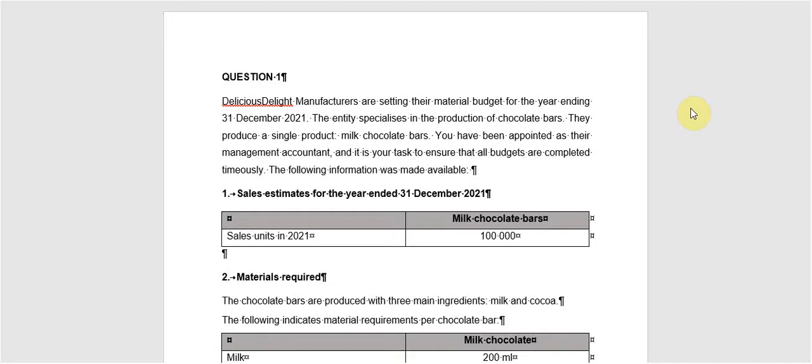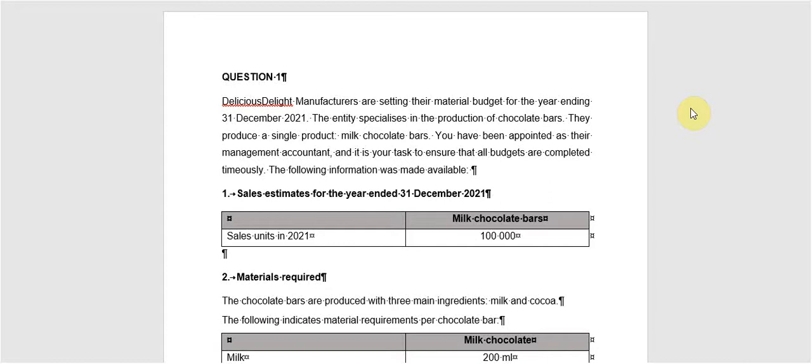So the question reads that Delicious Delight manufacturers are setting their material budget for the year ending 31st December 2021. The entity specializes in the production of chocolate bars. They produce a single product, which is a milk chocolate bar. You have been appointed as their management accountant and it is your task to ensure that all budgets are completed timeously. The following information is made available to you.